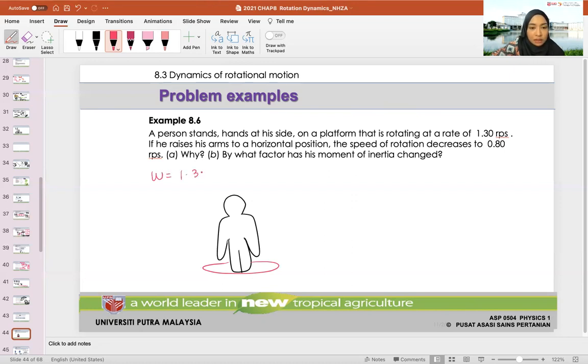1.3 RPS. Okay. If he raises his arm to a horizontal position, macam ni lah. Saya tak tahu ni panggil apa dalam kawat, tapi that is what he's doing.